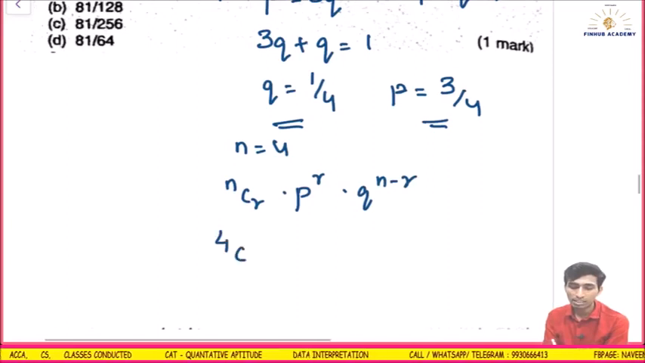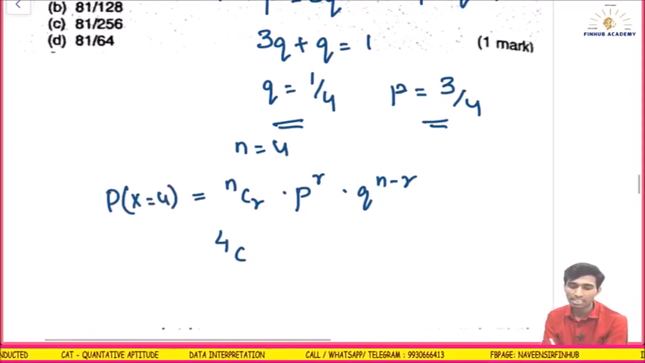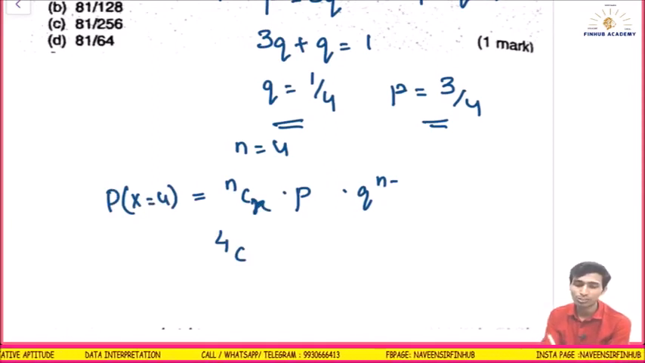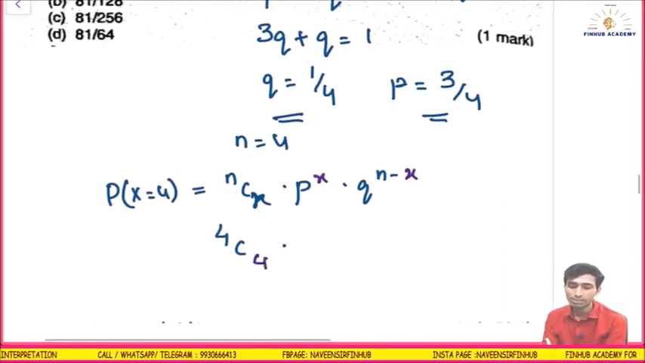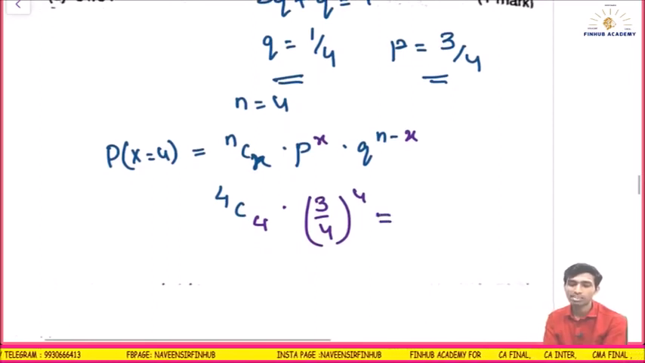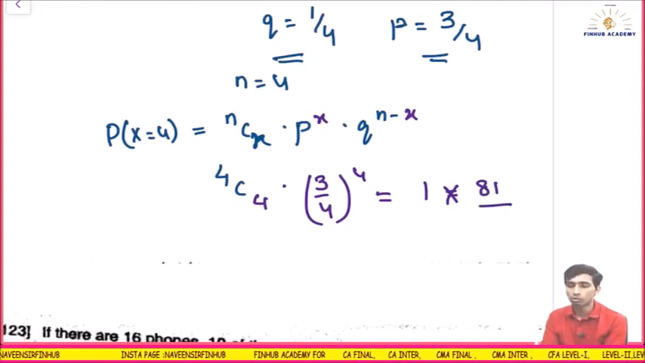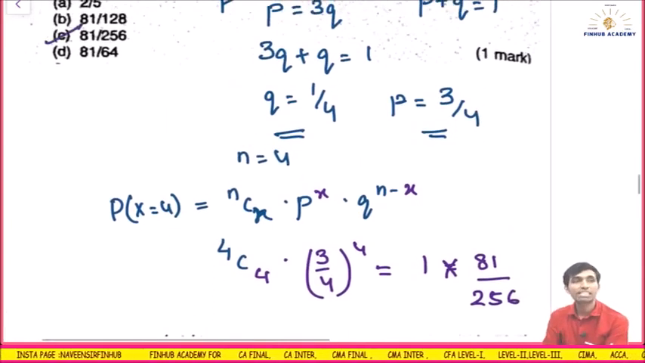So 4 is my N. I want the probability of getting all 4 heads. So my R is also 4. This is actually not R, this is X, what we used to use in the classroom. 4C4 into P, which is 3 by 4 raised to 4, into 1 by 4 raised to 4 minus 4, which is 1. This will give me the answer. 4C4 is 1. 3 raised to 4 is 81, divided by 4 raised to 4, which is 256. Understood? The answer is 81 by 256. C is the option.